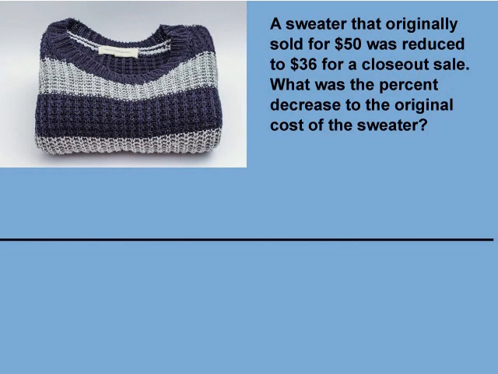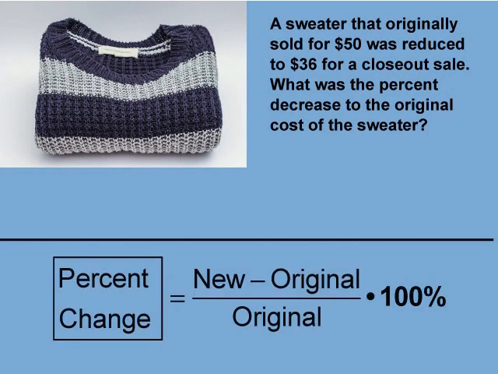A sweater that originally sold for $50 was reduced to $36 for a closeout sale. What was the percent decrease to the original cost of the sweater? In this situation, there is a reduction in price, and we can find the percent decrease by using this formula. This formula takes the fractional decrease in price and multiplies it by 100%.